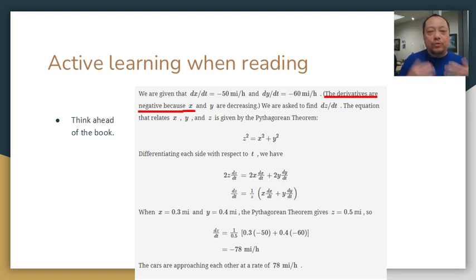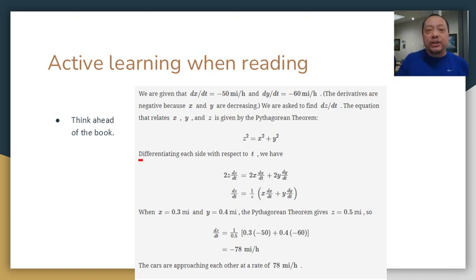Okay, so in this case, you read on and it says because x and y are decreasing. Even if you may not have gotten the correct answer or the correct reason why the derivatives are negative, the fact that you have to think about it and struggle with it will grow your math mindset. And then you get down here and it says Pythagorean theorem. You should be thinking z squared equals x squared plus y squared in your head before reading it on this page.